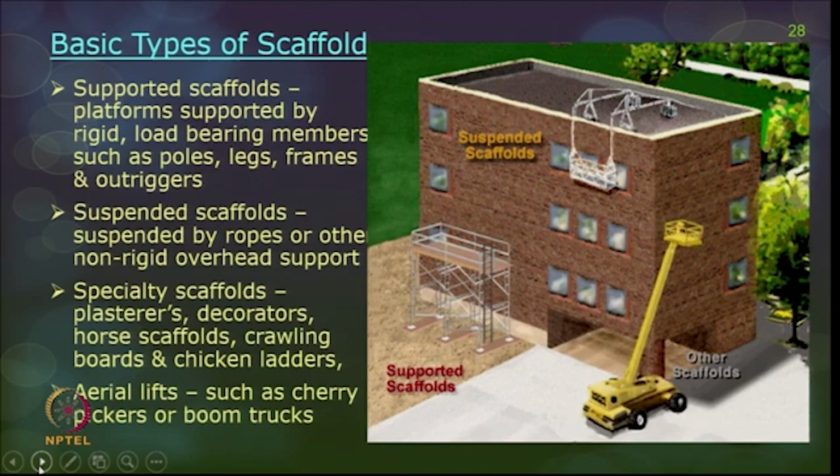Researchers have classified scaffolds into 3 types. Number 1 is supported scaffold, which is called conventional scaffold. Supported scaffolds are either fixed to the ground or they are mobile, and can still be fixed firmly to the ground. These have platforms supported by rigid load bearing members such as poles, legs, frames or outriggers, and they are either mobile or permanently fixed to one place.